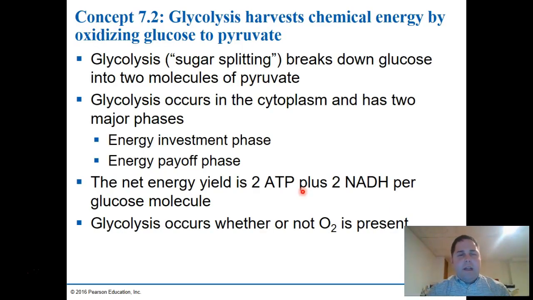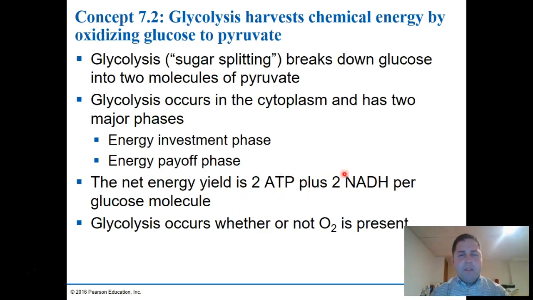So that brings us to glycolysis. Glycolysis, splitting sugar. It's going to break glucose into 2 molecules of pyruvate and do some oxidation along the way. We talked about how it has an energy investment and an energy payoff phase. So we talked about how you have to spend some money to make some money. In the energy investment phase, we're going to actually use 2 ATP molecules so that we can pay off 4 ATP molecules in the end. That means we're going to only net 2 ATP molecules.